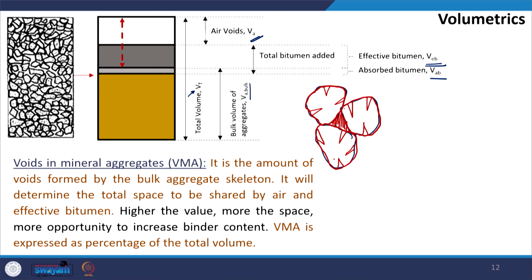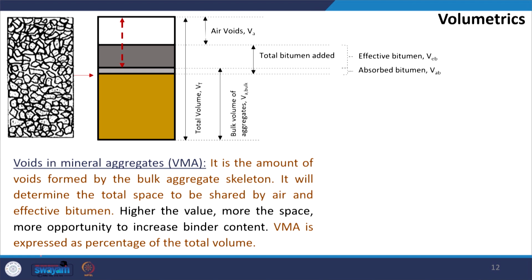is basically the voids in mineral aggregates, and now you can understand that this will comprise of what, because the absorbed bitumen is inside the bulk. So, which means what is the volume? The volume is the volume of air plus volume of effective bitumen. So, this represents the voids in mineral aggregate. In fact, voids in mineral aggregate will determine the total space to be shared by air and the effective bitumen. So, higher the value, more is the space, more opportunity to increase the binder content.